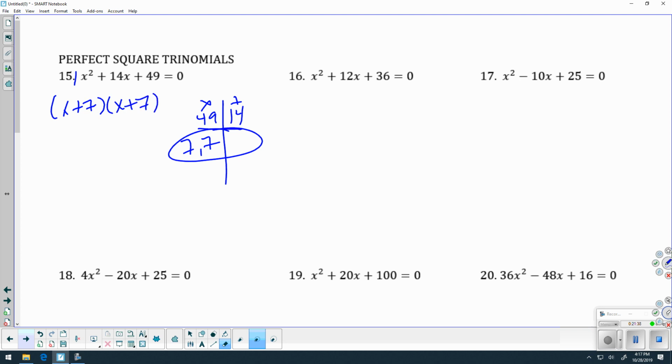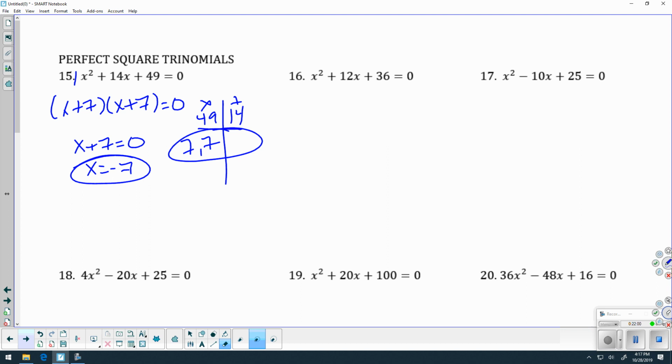And here's what happens every single time it's a perfect square trinomial. You get the same exact binomial twice. Okay, the same exact one, signs and everything. They're the exact same binomial. Where ultimately what's going to happen, you're just going to have one solution. So instead of getting two answers like we have for every other problem, you just get one answer, x equals negative 7.